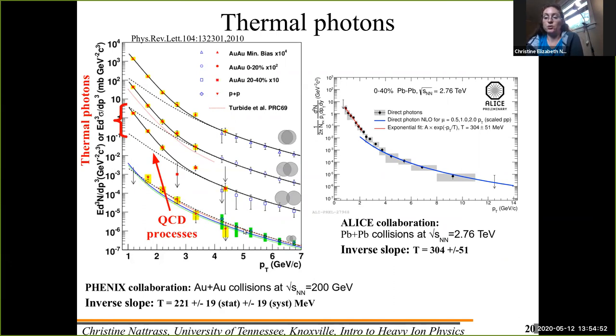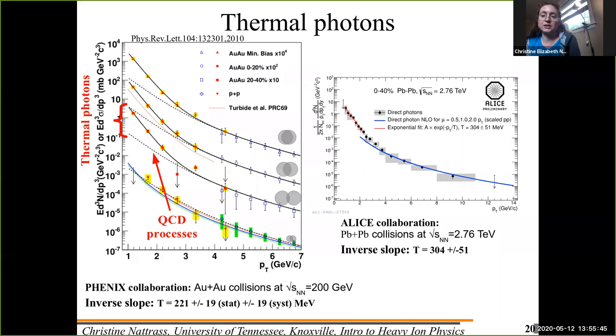And then as you go to more central collisions, what you see is that for the lower momentum photons, you get a larger and larger excess of photons. So you can look at this excess of photons and calculate an inverse slope, which is a sort of measure of temperature. What you see for Phoenix is that it's about 220 MeV. What you see for the ALICE collaboration, so an order of magnitude higher in collision energy, is that you get, I forgot my units, so you guys should all yell at me for that one, you'll see about 300 MeV.